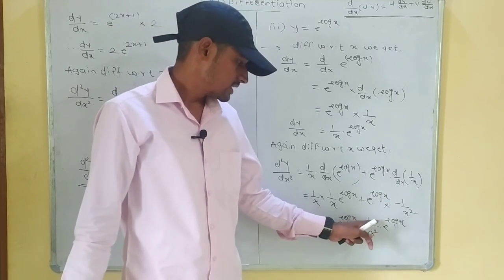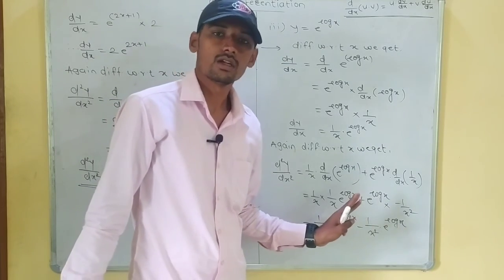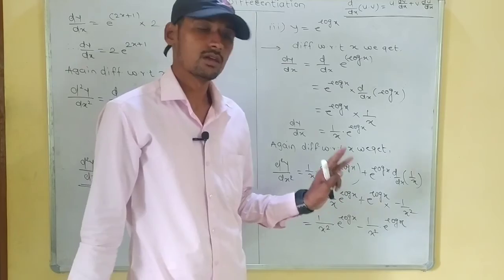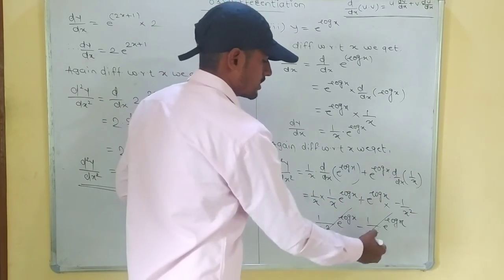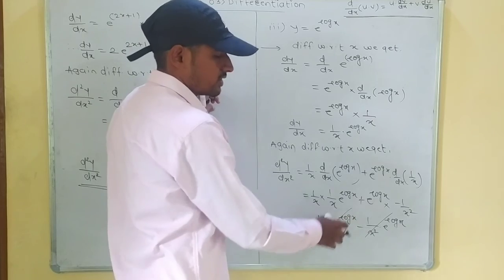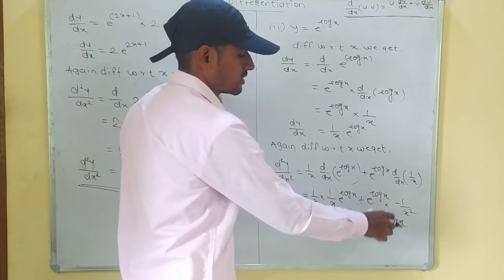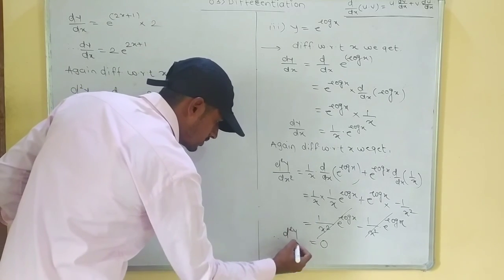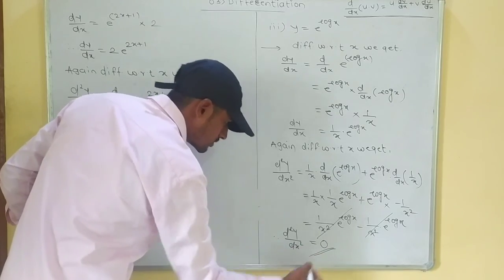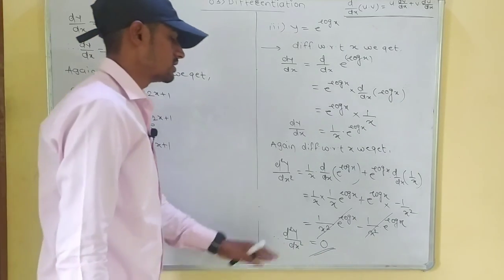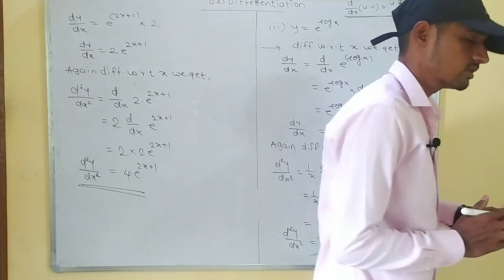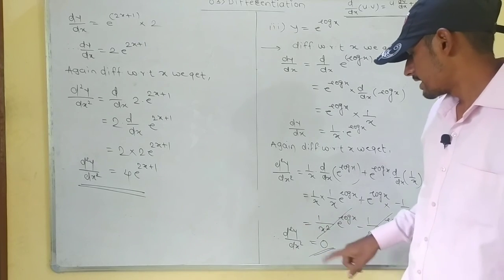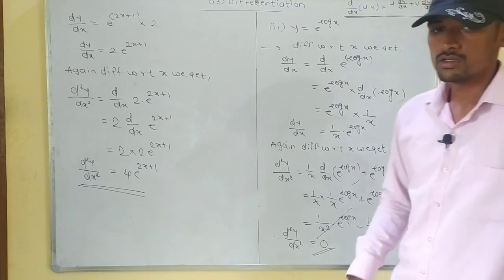So this is the negative term. Both terms are like terms. One is plus and the second one is minus. That's why both cancel one another. 1 upon x square into e to the power log x minus 1 upon x square into e to the power log x is nothing but 0, and therefore d2y by dx square is equal to 0. So this is the second order derivative of the given function. The given function is y is equal to e to the power log x, so the second order derivative is 0.